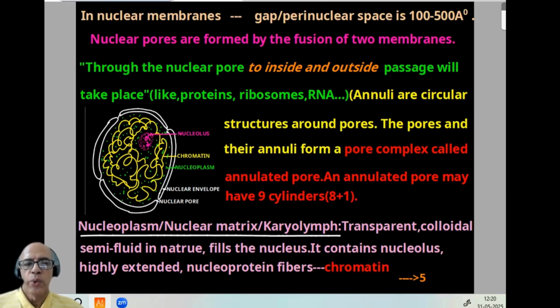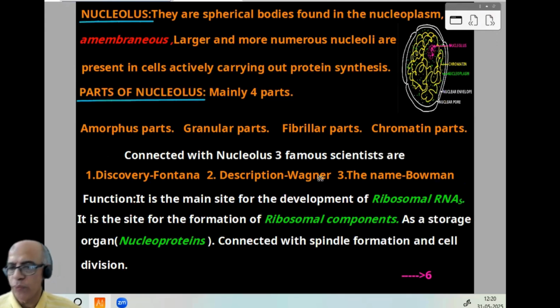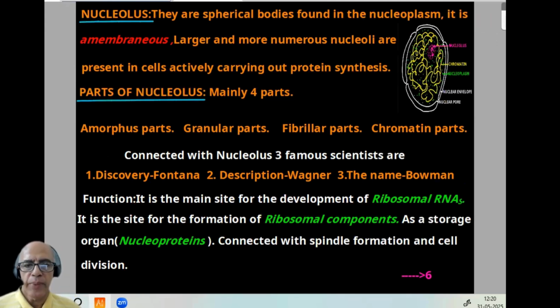just mentioned. Then nucleoplasm, nucleomatrix or karyolymph, transparent, colloidal, semi-fluid in nature, fills the nucleus. It contains nucleolus, highly extended nucleoprotein fibers, chromatin. Now nucleolus, what are the features of nucleolus? Spherical bodies found in the nucleoplasm, membraneless, larger and more numerous nucleoli are present in the cells actively carrying out protein synthesis. It's an important question, theory question. Now parts of nucleolus, 4 components: amorphous, granular, fibrillar, chromatin, based on the nature.